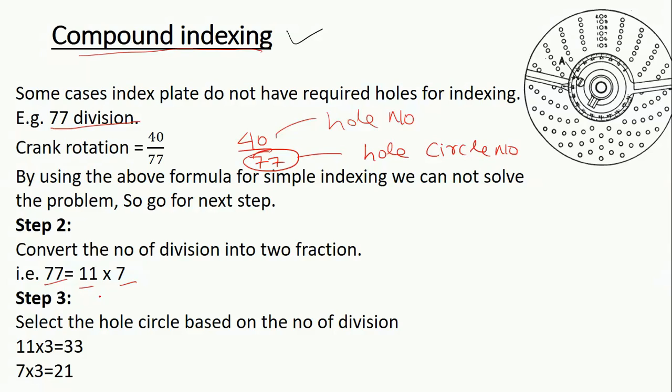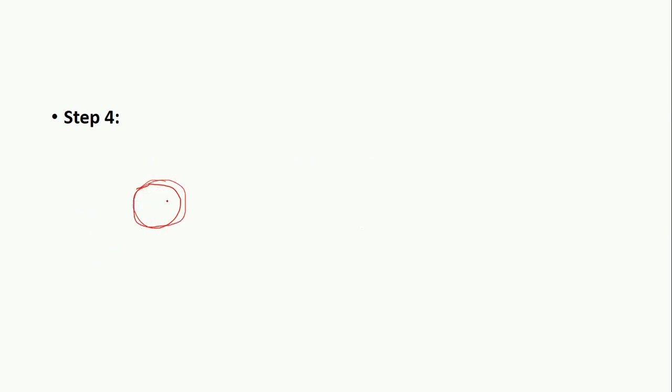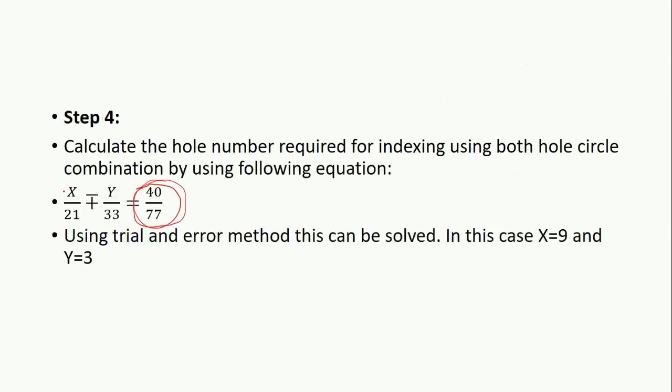These two are the whole circle numbers. So in step 3, select the hole circle based upon the number of divisions, so that we can get this type of hole circle. Okay, this number we use for the multiplication. Step 4, which is important. We have to do some addition or multiplication in such a way that we can maintain the 40 by 77 concept that we have used here. 40 by 77. Okay, just watch that. This concept we have to use.